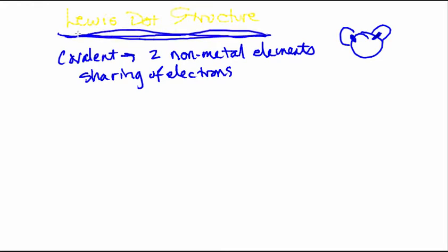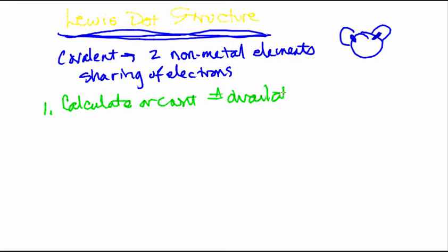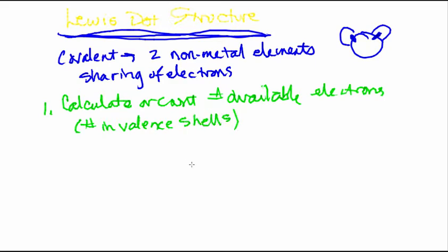There are some fundamental rules for drawing the Lewis dot structure, and they are this, and let me change colors here. 1, first of all, you need to calculate or count the number of available electrons for bonding. So that's the number in the valence shell, for each of the atoms involved in a particular formula.